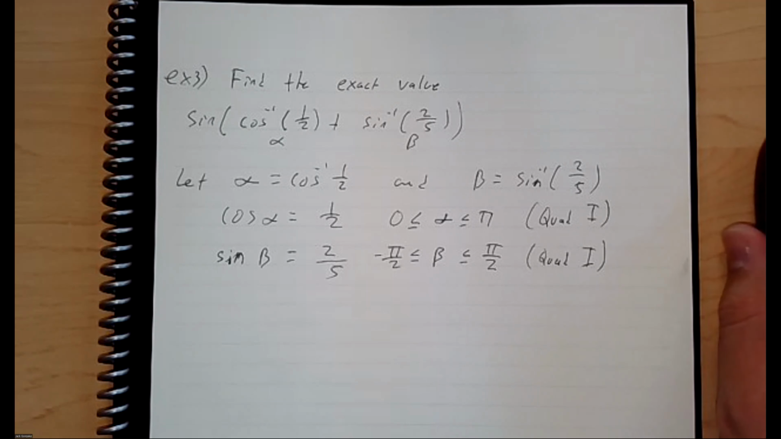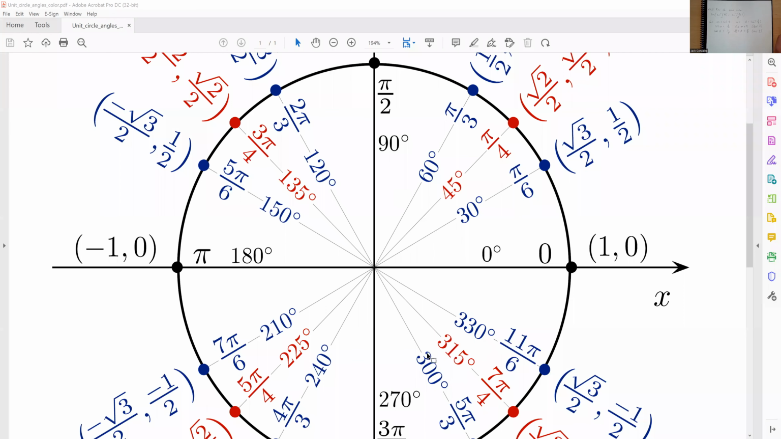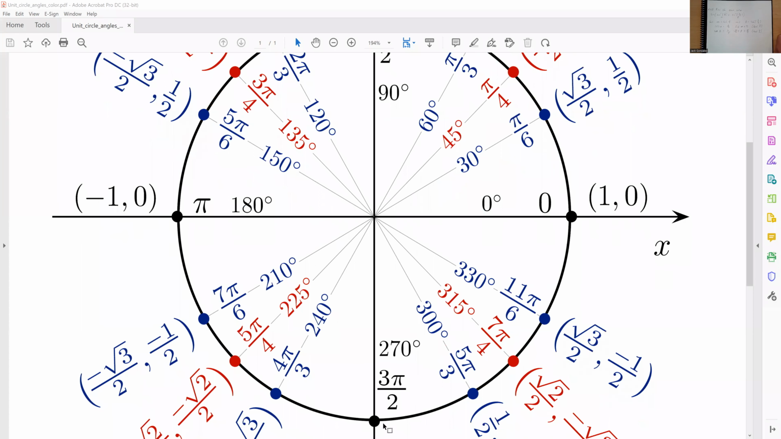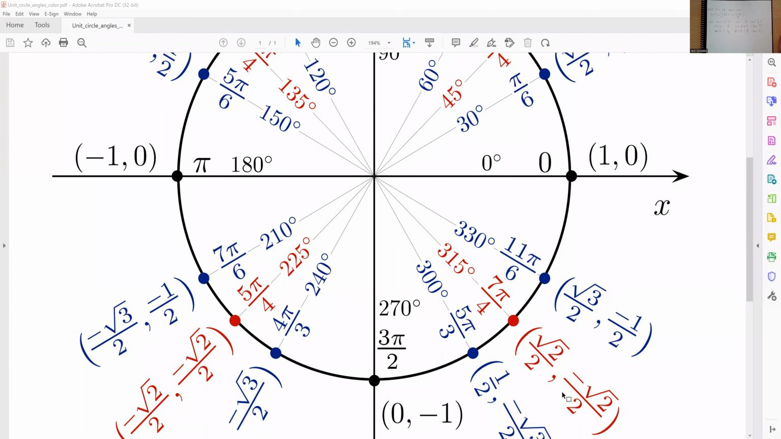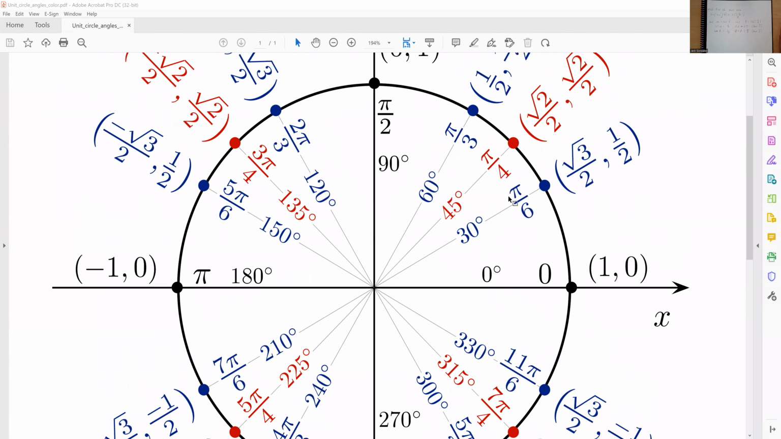Sine is defined from here to here, but they forgot to share the screen there. Sine is defined from -pi/2, which is down here, all the way to pi/2, which is up here. So the right half of the circle is going to be your range for the inverse sine. So beta is over there somewhere. Okay. But then they told us that sine beta is equal to 2/5. So that means the y value has to be positive, and it's negative down here. So I have to be over here.